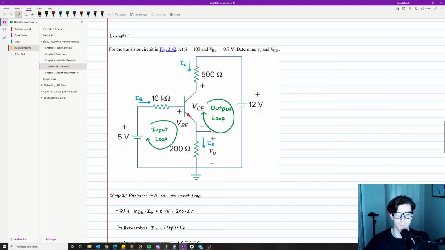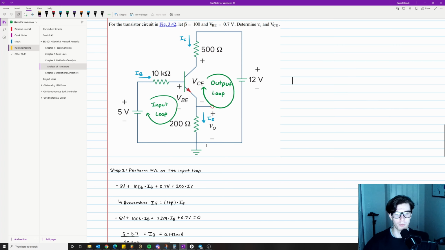Step 1, perform Kirchhoff's voltage law on the input loop. We just did this, very straightforward. Going around the loop, we get minus 5 volts plus 10 kilo ohms times the base current plus VBE, which is 0.7 volts, and then plus 200 times I emitter. Note that the current flowing through this 200 ohm resistor is not the base current. It is in fact the emitter current. However, if you remember earlier, we have an equation that relates the emitter current to the base current in terms of beta, and we were given beta. So again, it's extremely straightforward.